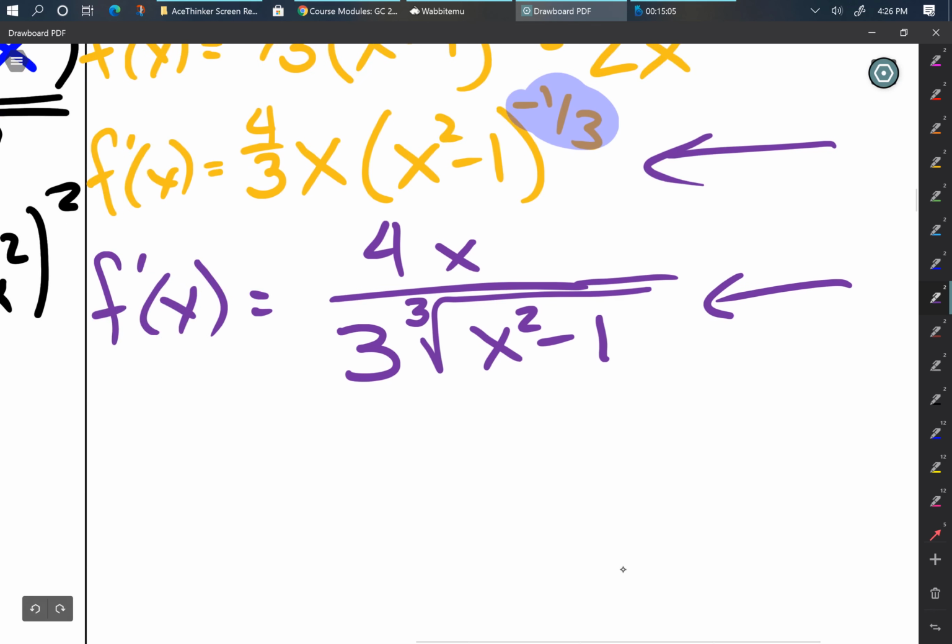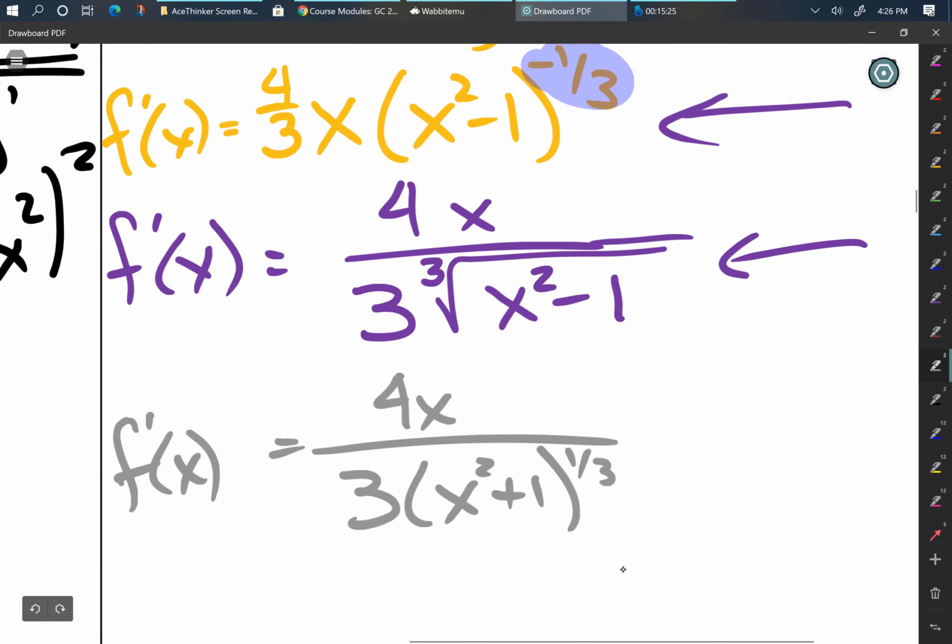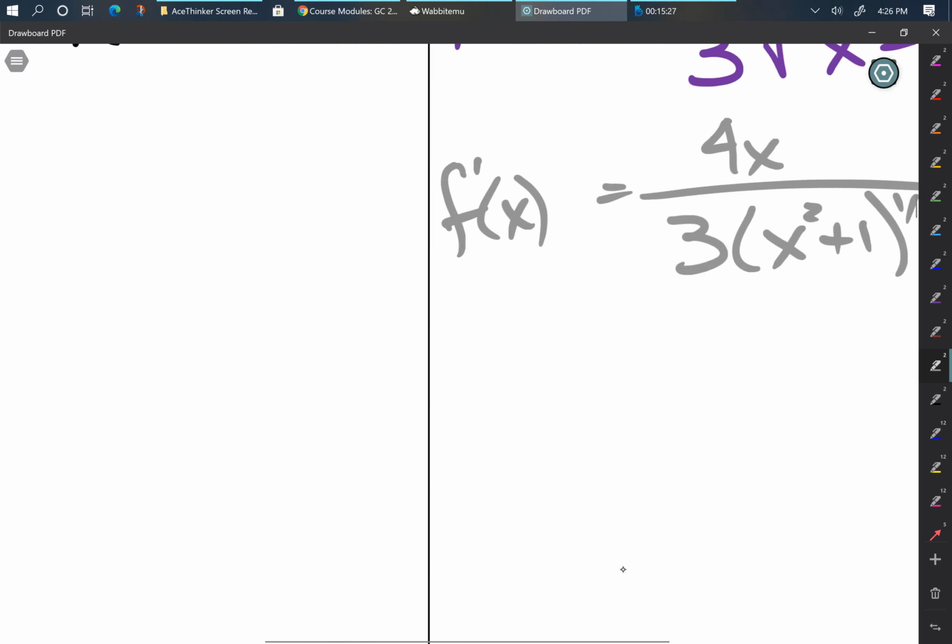I guess there's a third option. I guess you could leave it like this. I mean, there's nothing mathematically incorrect about that. So I guess you could do that if it just said no negative exponents. And that does fix the negative exponent issue. Okay.